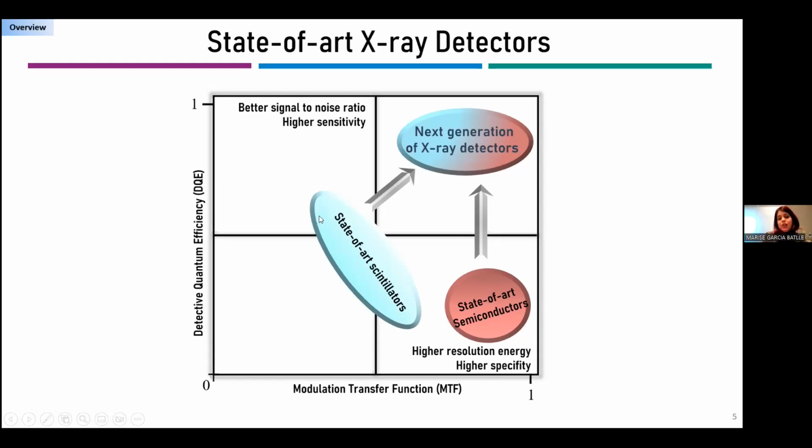but they have problems in terms of sensitivity and dark current. And the scintillators are here. They have maybe inadequate energy resolution, and they have problems with the efficiency. So maybe the next generation of X-ray detectors needs to be here. The ideal detector, of course, is hard to get, but this is the purpose of this work.